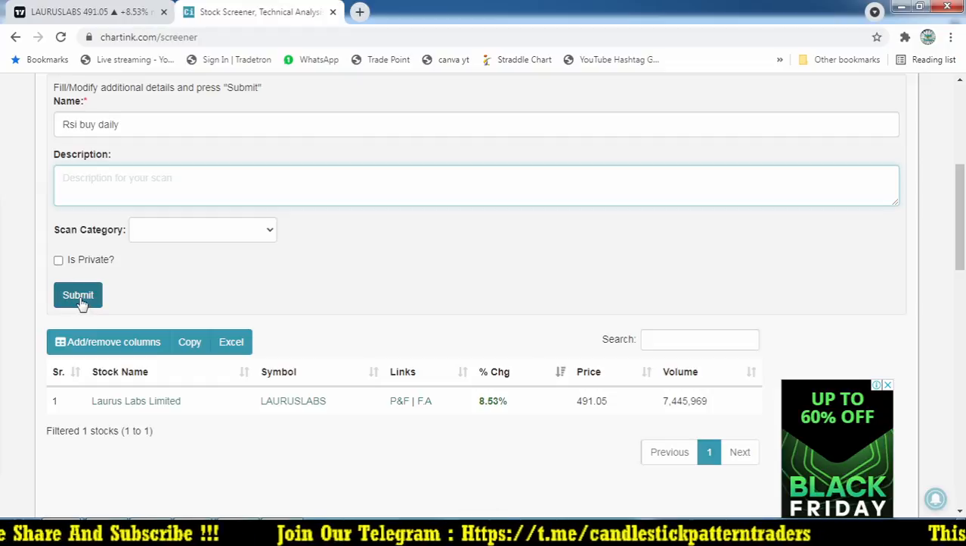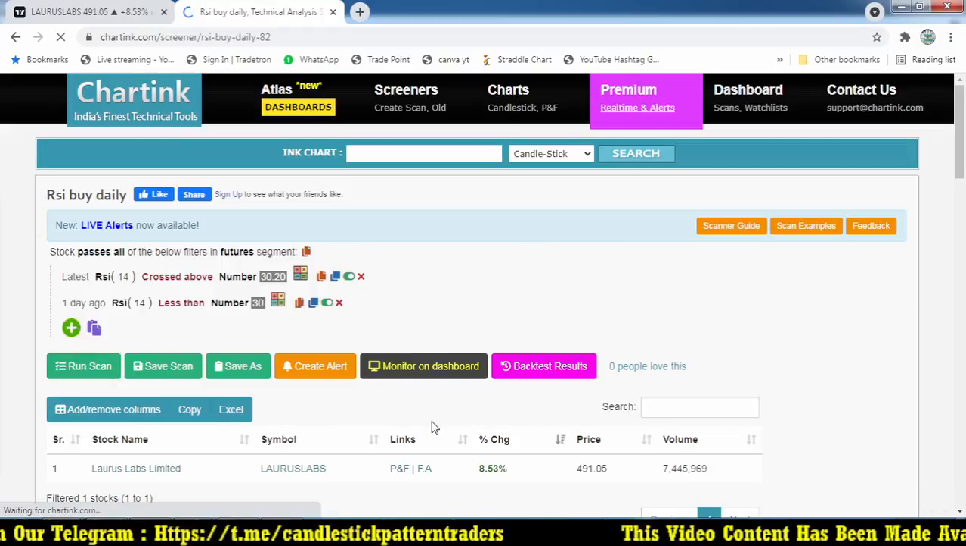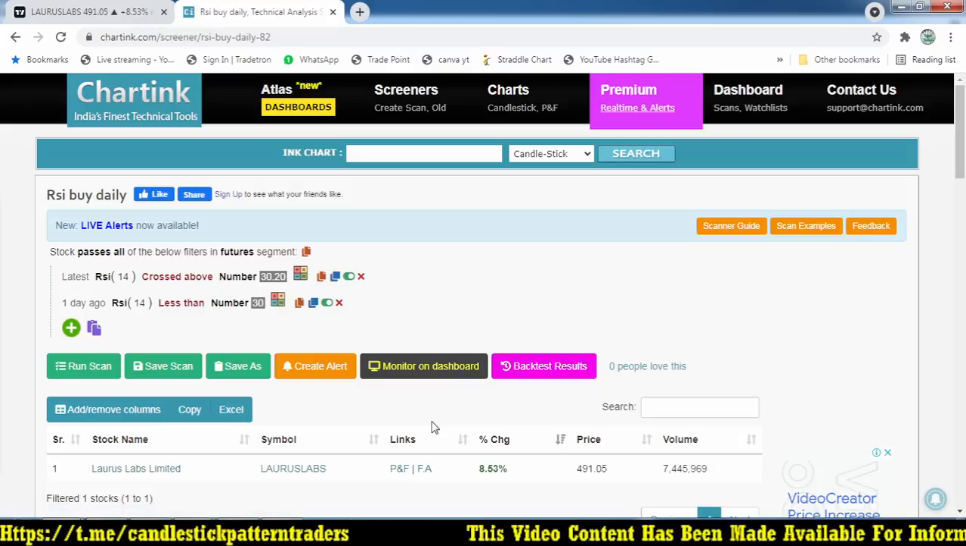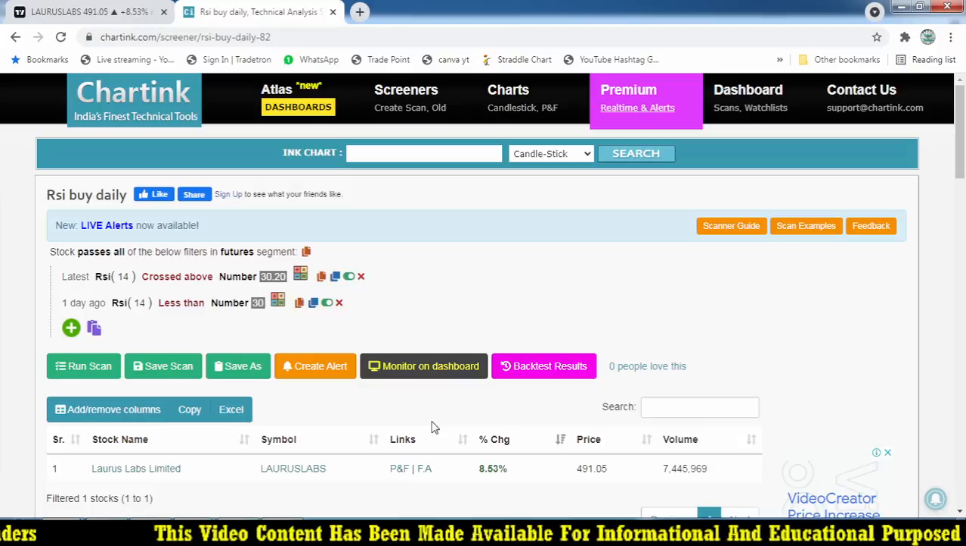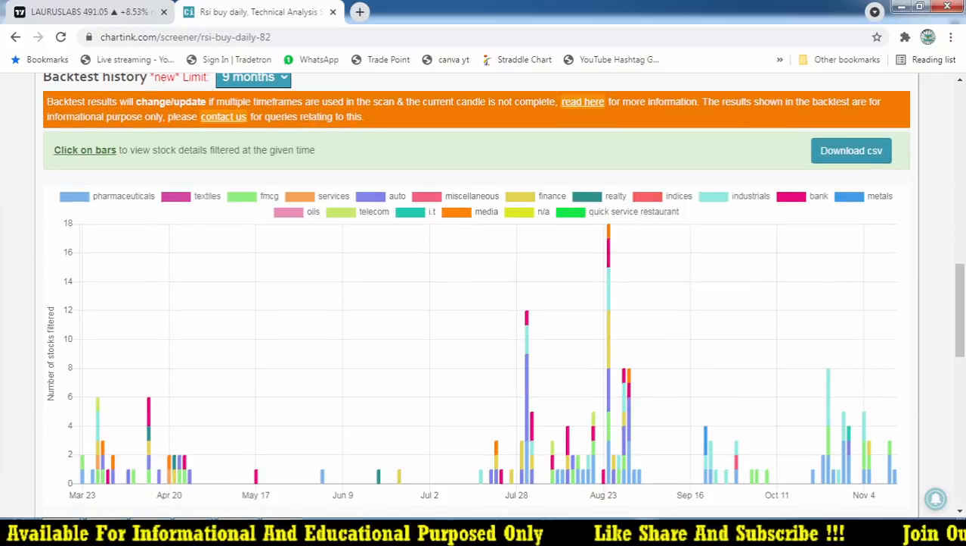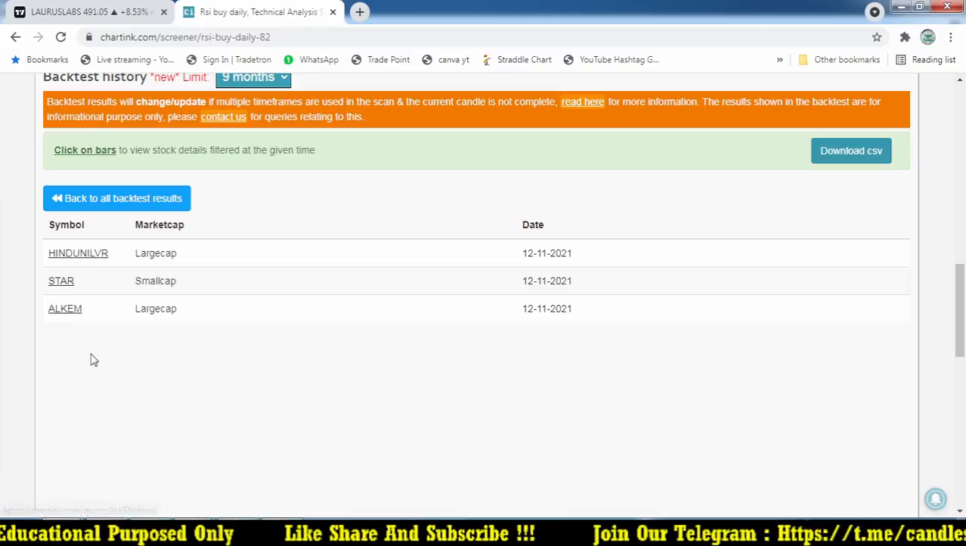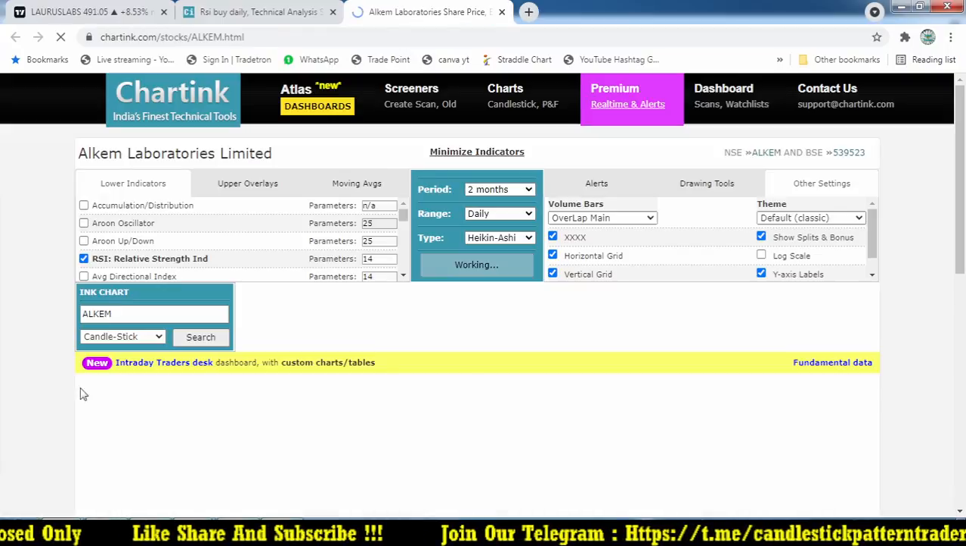RSI buy daily. This is a real-time scanner you can use in real time. It is not an EOD scanner, it is a real-time scanner. When you see some stock forming this kind of pattern, and if the stock forms an open low like that, it means even more powerful, the stock can reverse. You see a lot of stocks from yesterday: Hindustan Unilever, Star and Alkem Laboratories. Let's go to Alkem Laboratories.